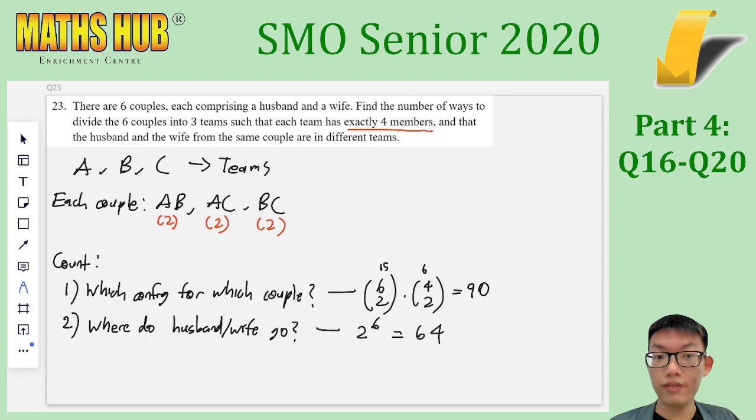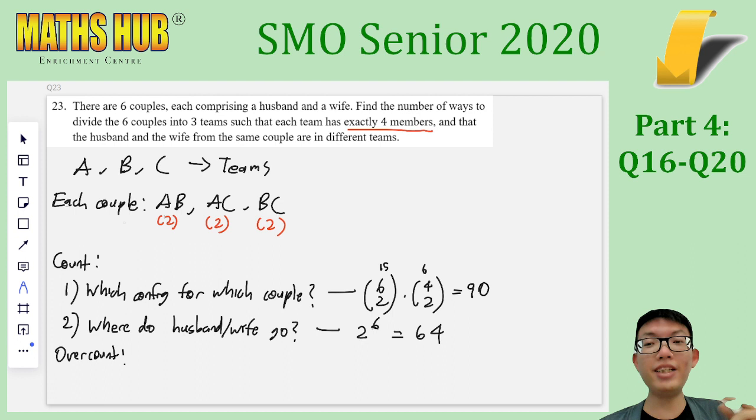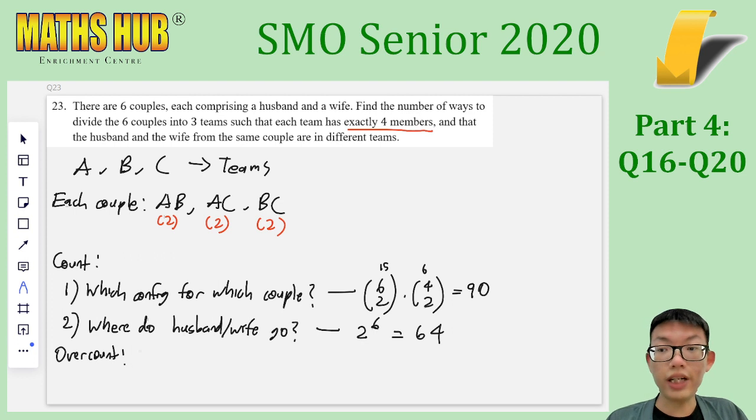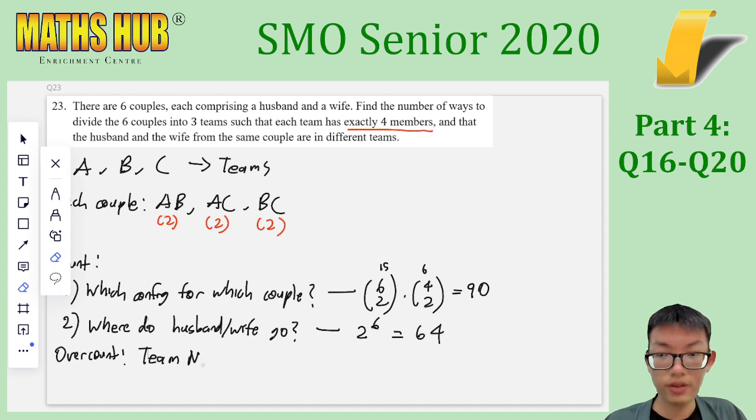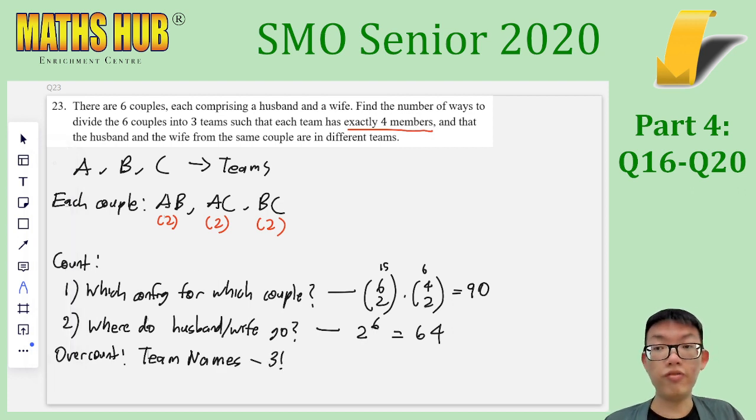Lastly, before we multiply 90 and 64, there's also the overcount. Now the overcount comes from the fact that I named the teams A, B, and C when there weren't actually any team names. They are just 3 different teams. So the overcount comes from the fact that I've allocated the team names, which give you 3 factorial ways of labeling the same configuration. So therefore, our answer is 90 times 64 divided by 3 factorial, which is 6, and this is 960.